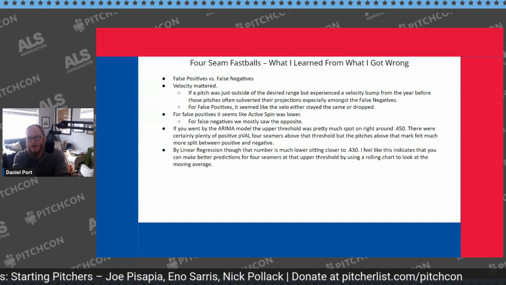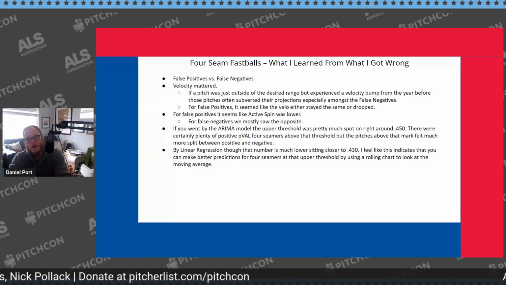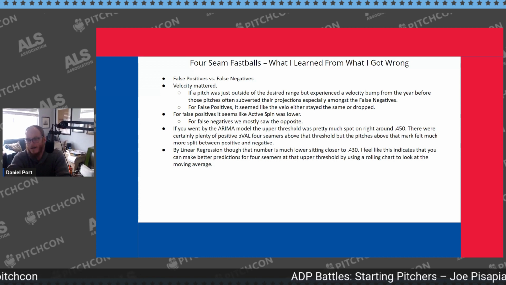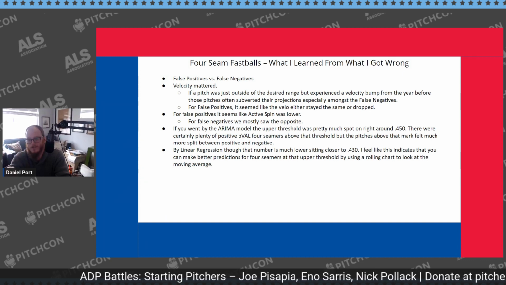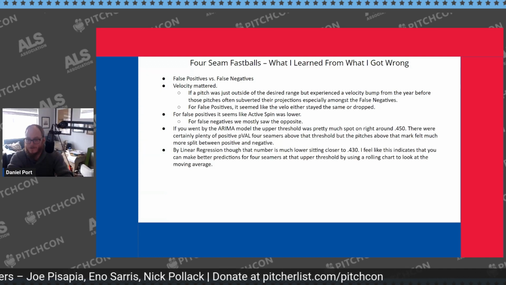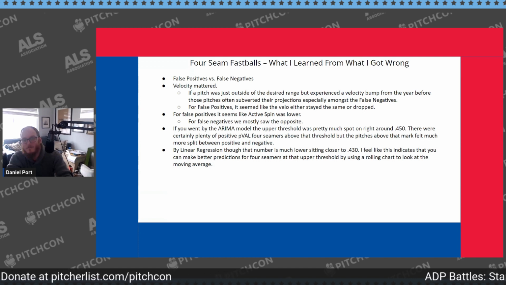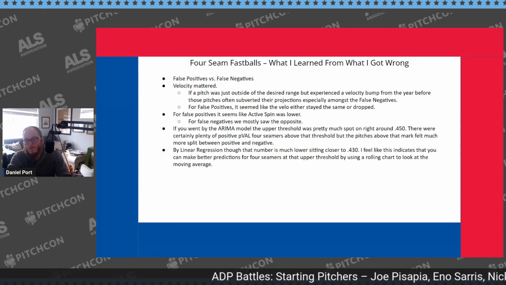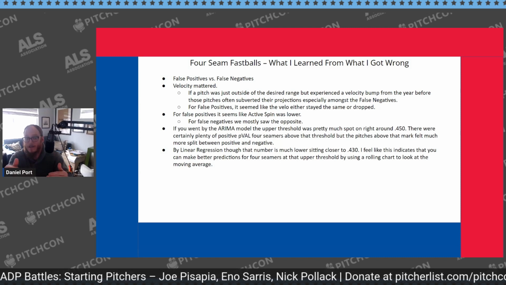Now, if you look at the ARIMA model predictions in this, and I'll try and make all these publicly available, I'm just trying to make them prettier first. If you went by the ARIMA model results, the upper threshold pretty much ended up spot on where I was talking about, that 0.450 range. That is pretty darn spot on in terms of seeing in the visualization those box plots and then making that as an assumption to what our model predicted. That's great. There was certainly plenty of positive p-value for receivers that were above that threshold, but honestly, once you got above that 0.450, it was pretty much an even split between whether those pitches were positive or negative p-value pitches, which makes sense.